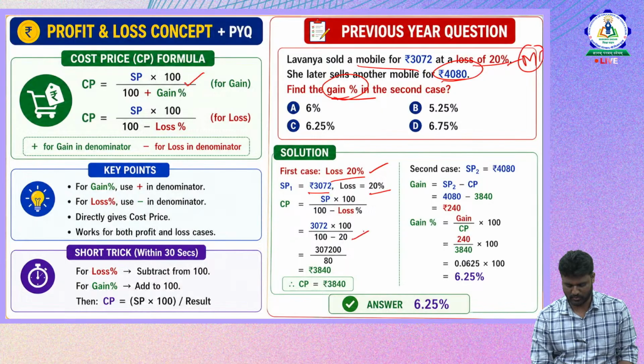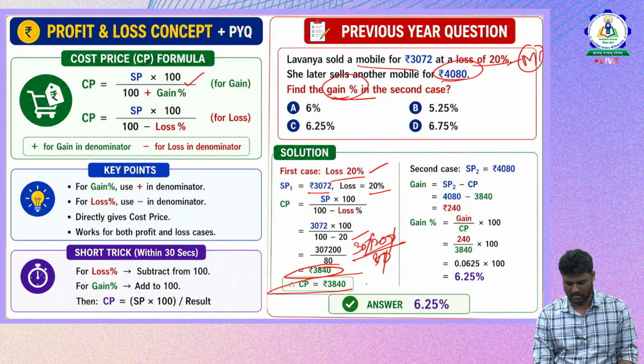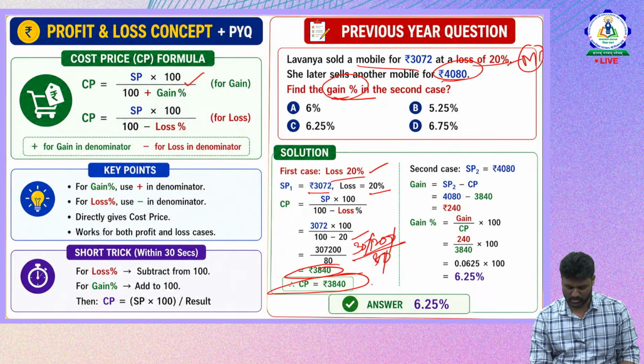3072 rupees into 100 minus the loss percentage, which is 20%. If you simplify this, we will get 3072 into 100 divided by 80. Again, when you cancel these things and simplify, we'll get 3,840 rupees. So 8 into 3,840 will become 30,720. Okay, so we got the cost price. So what is the cost price here? 3,840 rupees we have got.